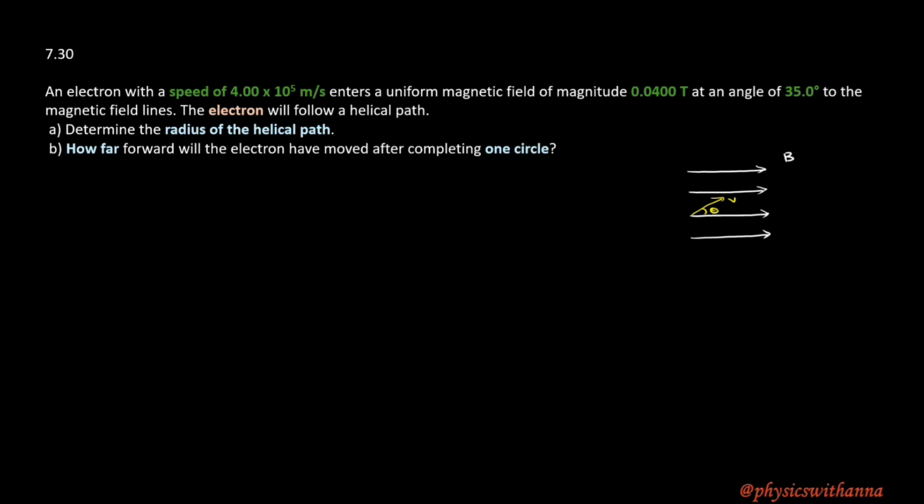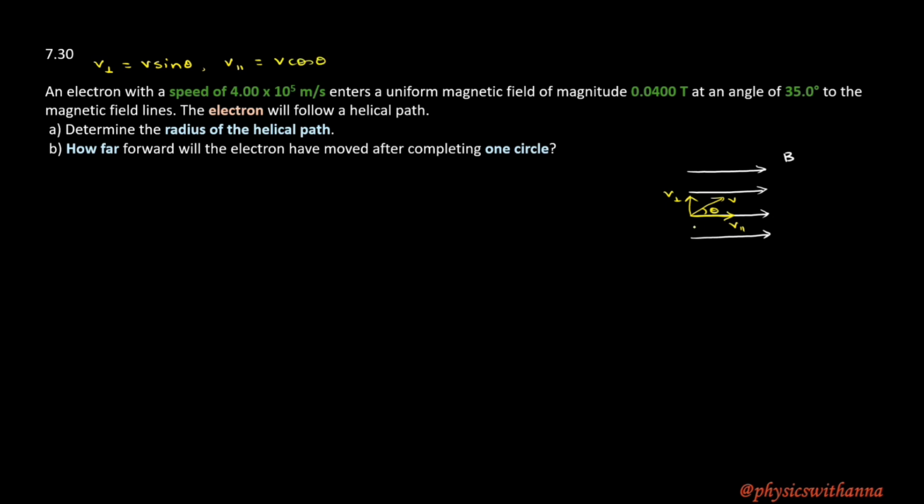Now, if the velocity is making an angle theta, we can split this velocity vector into two components. One component which is moving parallel to the field, which we'll call V parallel, and the other component which moves perpendicular to the field, which we call V perpendicular. V perpendicular can be calculated by using the rule V sine theta, and V parallel can be calculated by using the rule V cosine theta.